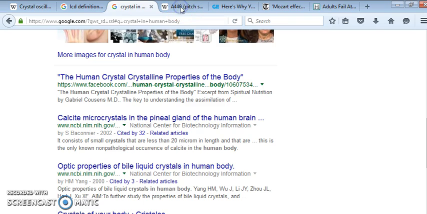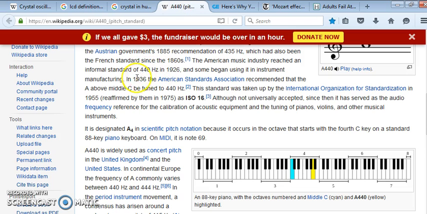And what's really strange is that back in 1936, the American Standards Association recommended that an A above middle C be tuned to 440 hertz. The standard was taken up by the International Organization for Standardization in 1955. Although not universally accepted, since then it has served as the audio frequency reference for the calibration of acoustic equipment and the tuning of pianos, violins, and other musical instruments. A440 is widely used as a concert pitch in the United Kingdom and the United States. In continental Europe, the frequency of A commonly varies between 440 and 444 hertz.